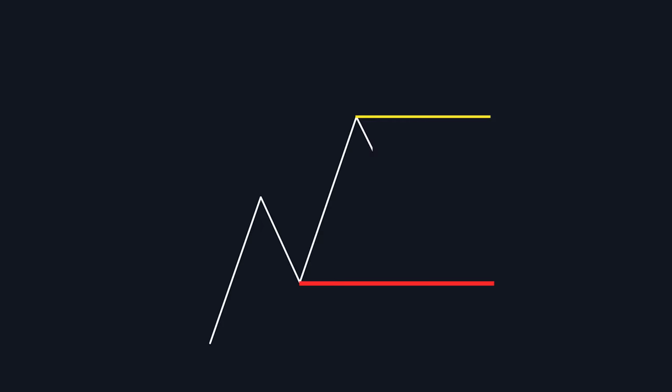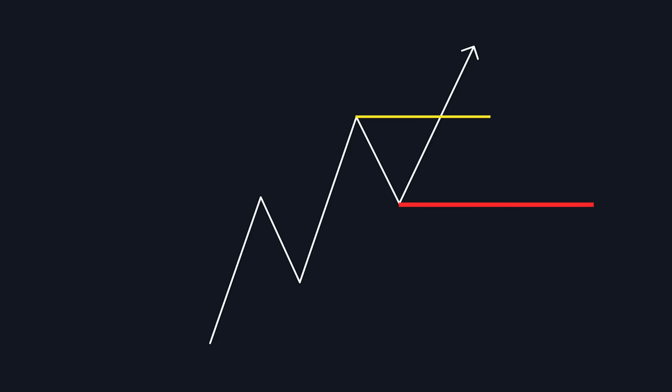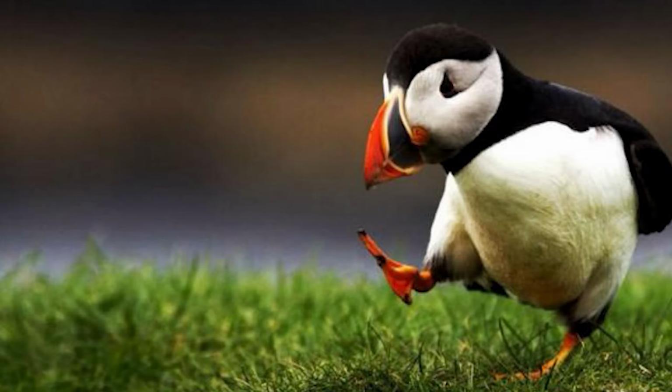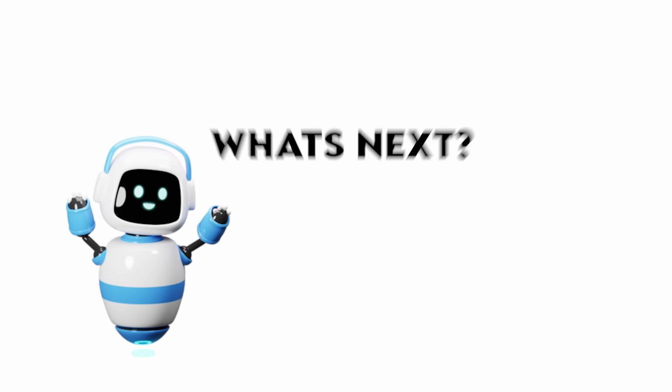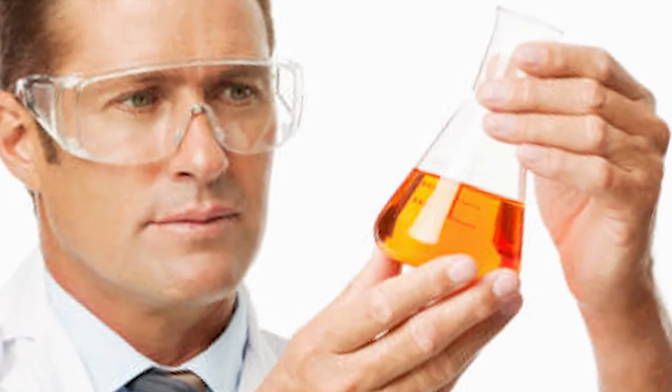Now say that instead of doing this, price did end up breaking upward. Since price did break our previous high, our new low will be transferred from this point to this one. So that's the first step, identifying if we are in an uptrend or a downtrend. So what's next? That would be step 2 in the formula.